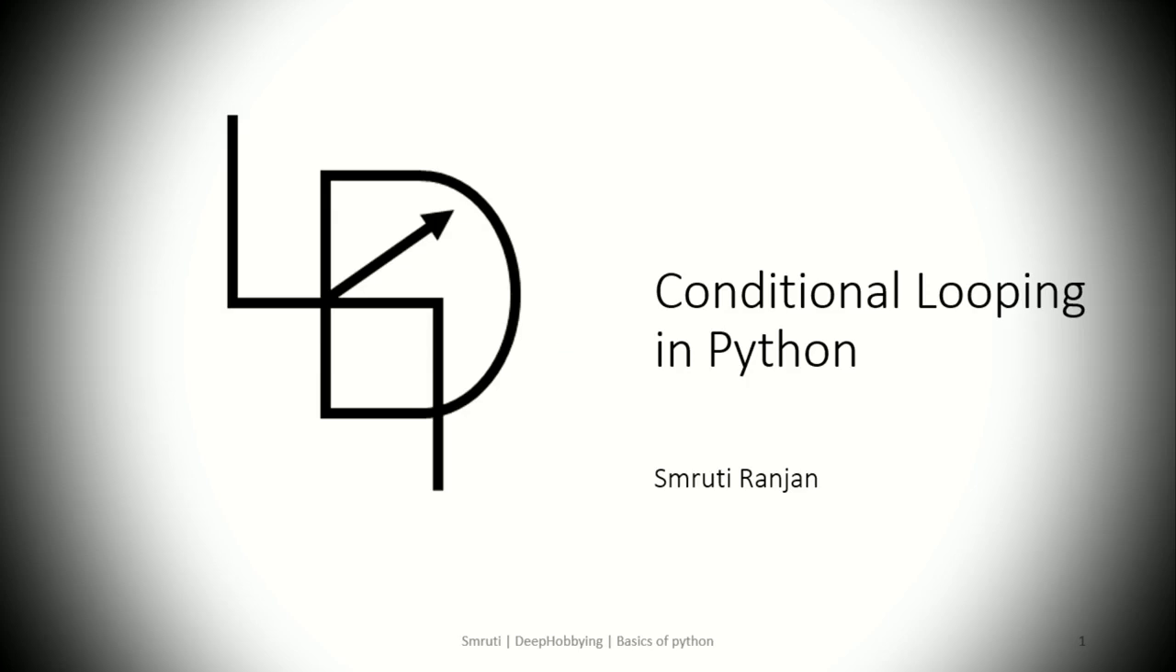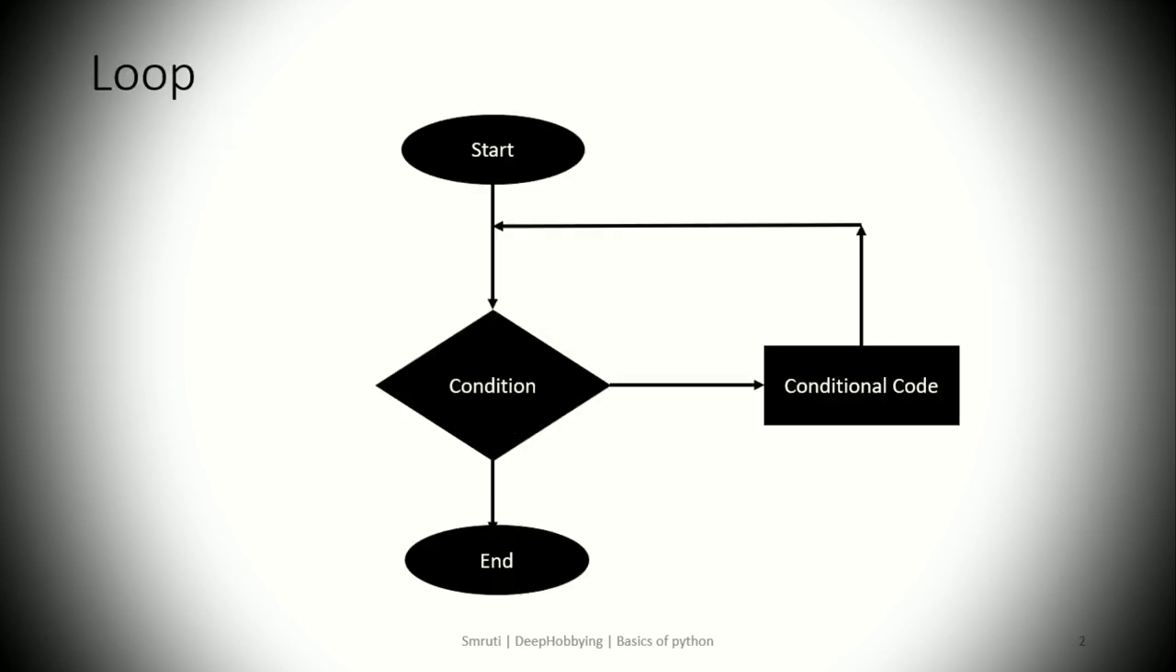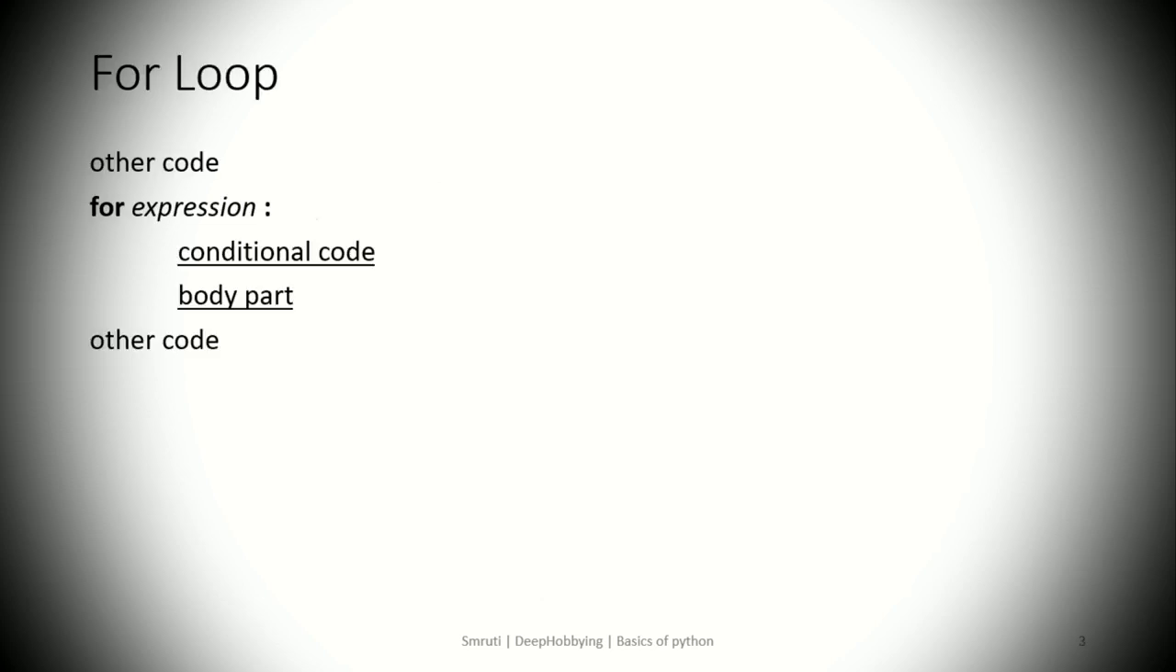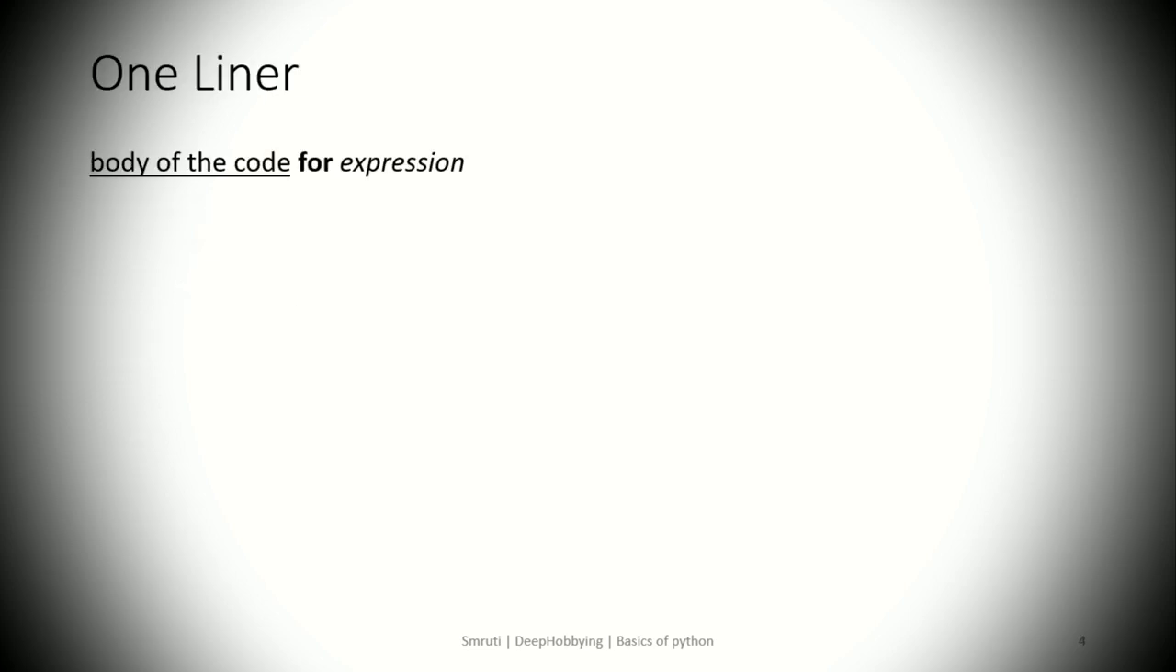Welcome back to part 2 of conditional looping in Python. In the previous video, we saw the flow diagram to illustrate how a loop works. We also talked about what a for loop is and how you can write it in Python. And we saw how you can write all your for loop code in one line, which we call a one-liner. It's a very easy and handy way of writing code in Python, especially for loops.